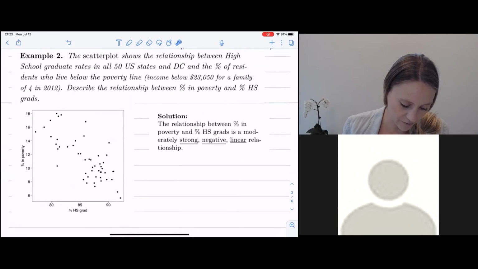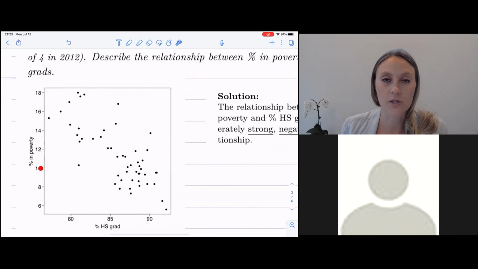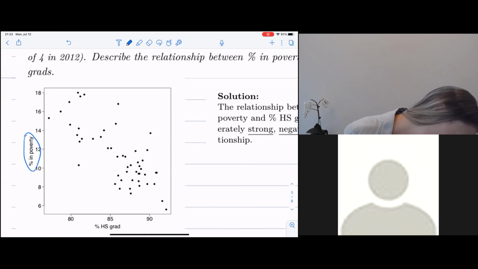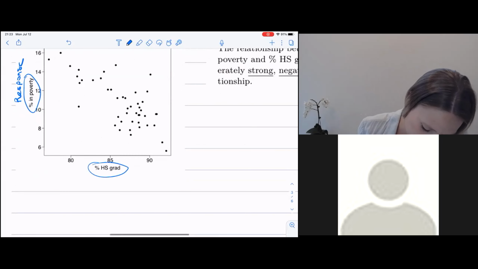So first things first, our response variable is the percentage in poverty. Why? Well, because it's on the y-axis, right? And so let's just jot that down here. So this would be our response variable, which makes the percentage of high school grads the explanatory variable.